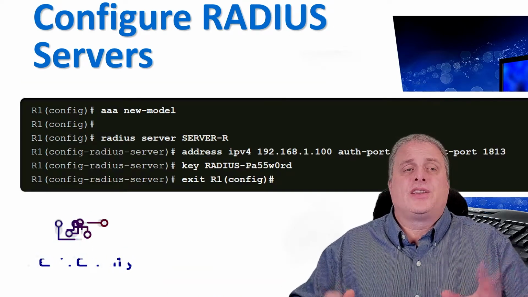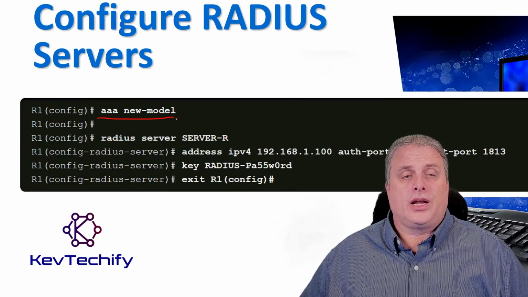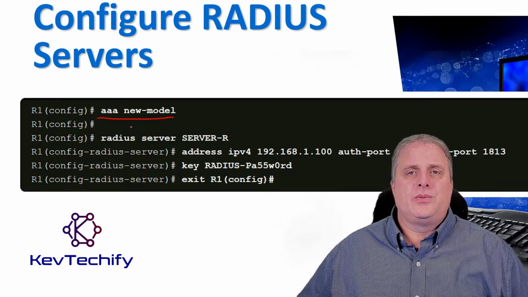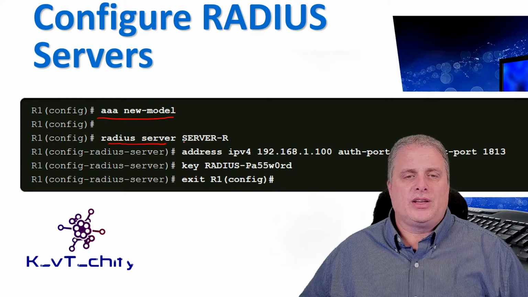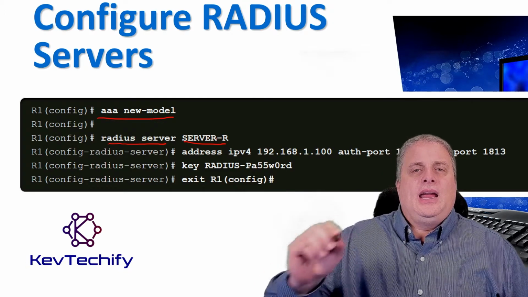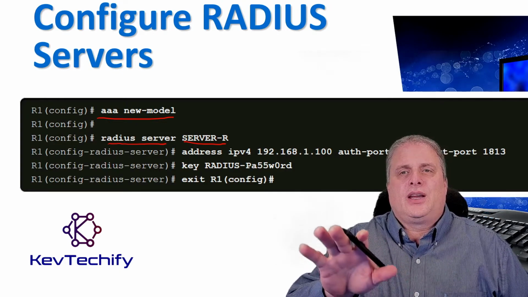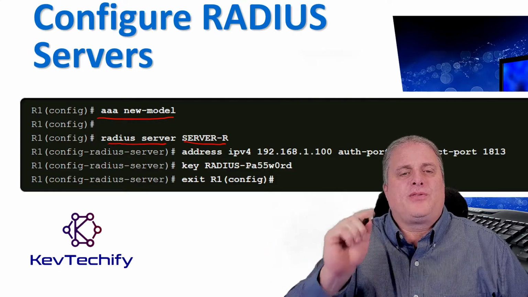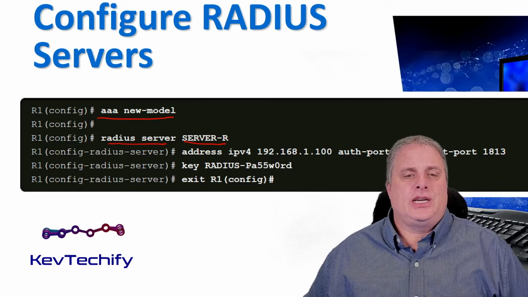To configure a Radius server, first thing we need to do is enable AAA globally on our device. So AAA new model, that enables it globally. Then you use the Radius server name command. And right here, the name we're giving it is server-r for Radius server. If required, multiple Radius servers can be identified by entering in a Radius server name command for each server. So you can have multiple servers. You just change the name here.